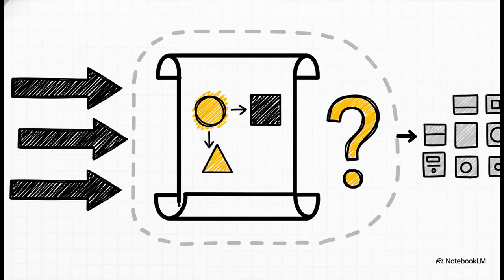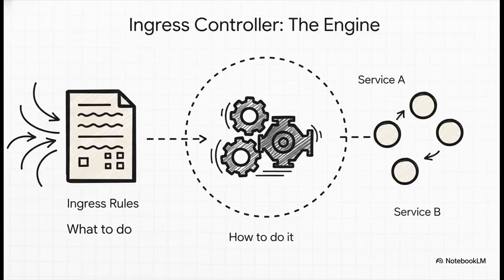But a list of rules can't enforce itself. It needs an engine to actually do the work, and that engine is the ingress controller. This is a real application, usually something like Nginx, that's running in your cluster. Its job is to watch for those ingress rules and then reconfigure itself on the fly to route traffic exactly how the rules dictate. The rule is the what, the controller is the how.